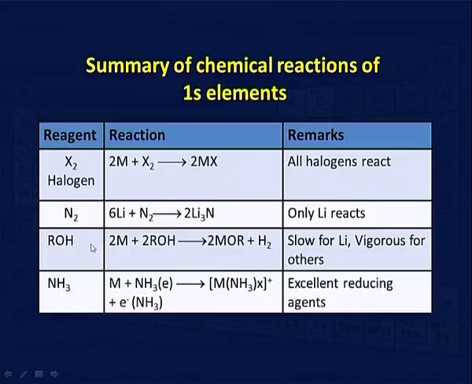Then with alcohol they give ROH, MOR, alkoxide type compounds. MOR is nothing but metal alkoxide, and it is slow with lithium, but the others react very fast. And with ammonia we have already seen just now that they give solvated electron, and you can see here it is written: excellent reducing agent as well as good conductor, because of the formation of ions in this solvent.